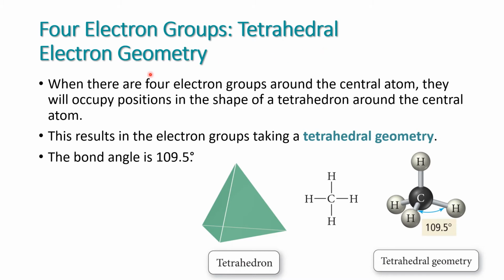Next, we have tetrahedral electron geometry. This is whenever we have 4 electron groups around our central atom. The bond angle that your outer atoms will take around that central atom will be 109.5 degrees away from each other. So between these two bonds, we have 109.5 degrees.